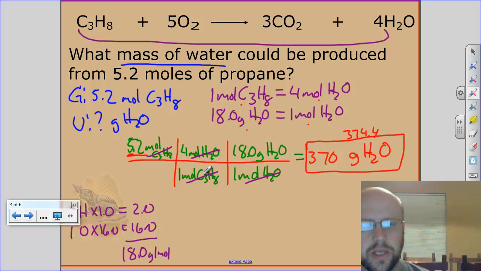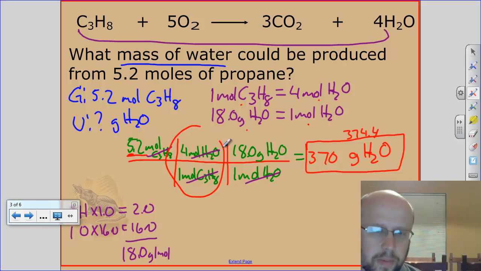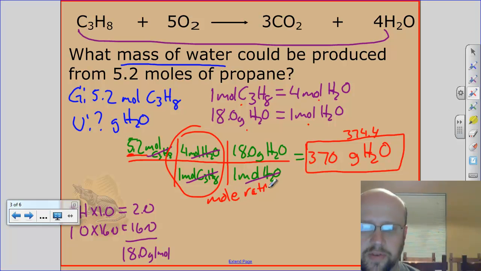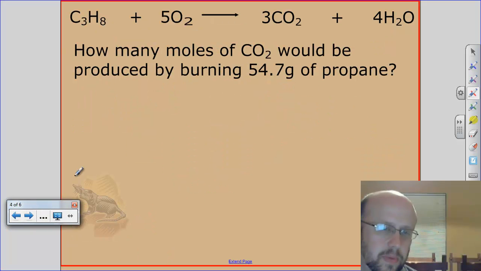Okay, so only difference, still mole ratio. That is our mole ratio that we used in our previous lesson. And this is the molar mass. Okay, so let's work out another couple of these.